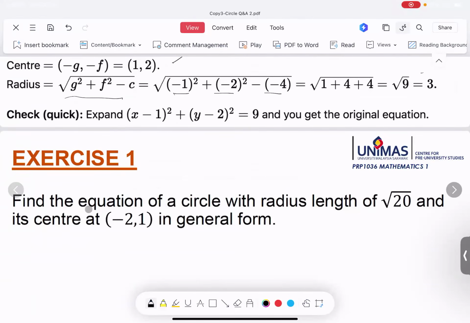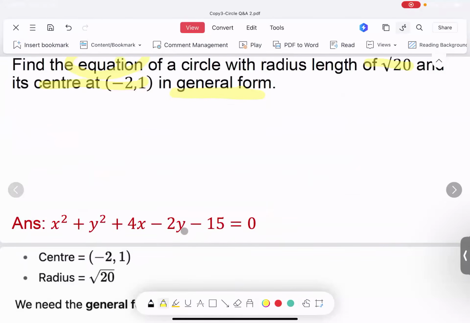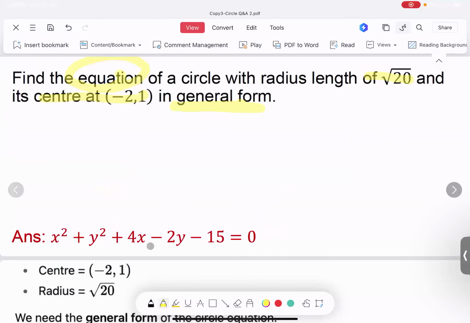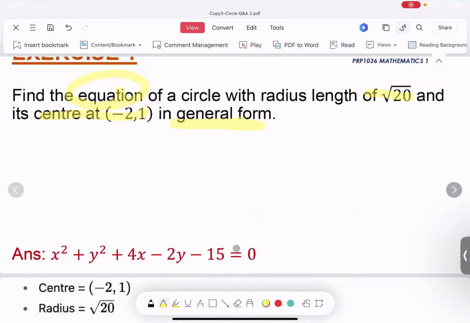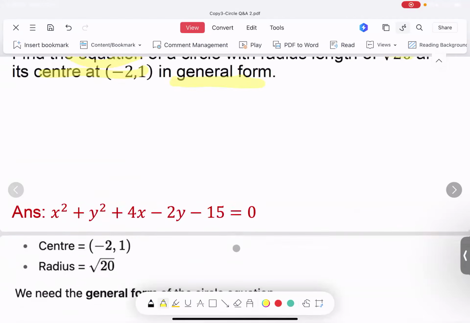Find the equation of a circle with radius length of square root 20 and its center at (-2, 1) in general form. For this question, they ask you to find the equation with this radius and this center, in general form. You have to get it into general form. Hopefully you try first, and after you try, you can compare the answer with my answer.